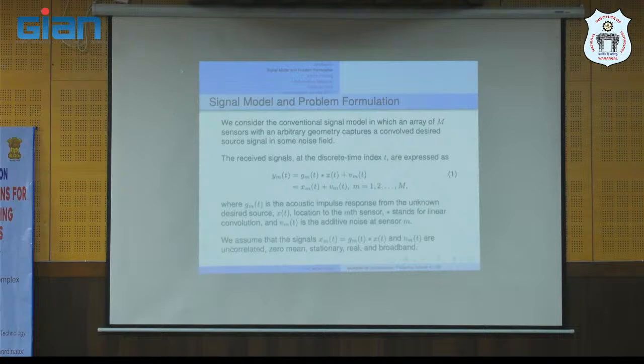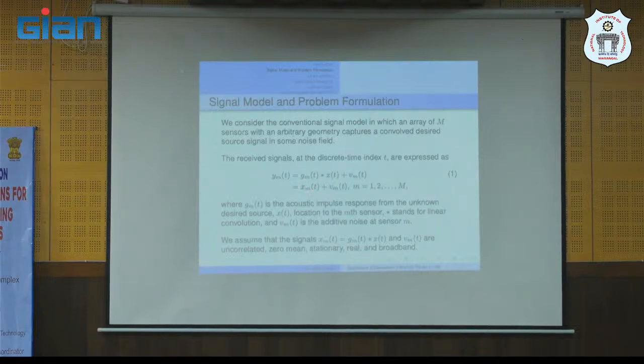Okay, so the multi-channel, we have more than a single sensor. And the signal model in the time domain is convolution between the desired source and the impulse response from the desired source to the sensor m. This we denote as x_m. This is the desired signal part in sensor number m plus noise. And as we defined it in the time domain, this part we try to estimate.